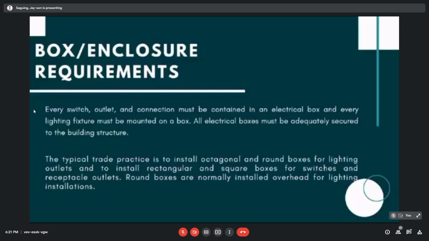So in here, there are no requirements that specify that a certain type of electrical box be installed for a specific purpose. Instead, the typical trade practice is to install octagonal and round boxes for lighting outlets and to install rectangular and square boxes for switches and receptacle outlets. So normally, round boxes are installed for lighting installation. However, almost any box can be used for any purpose.